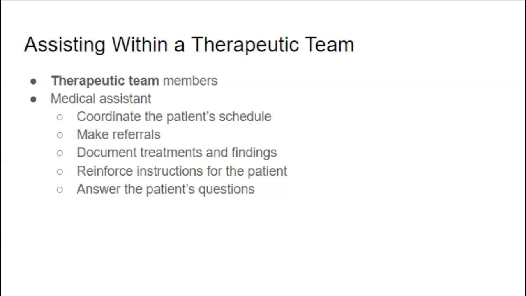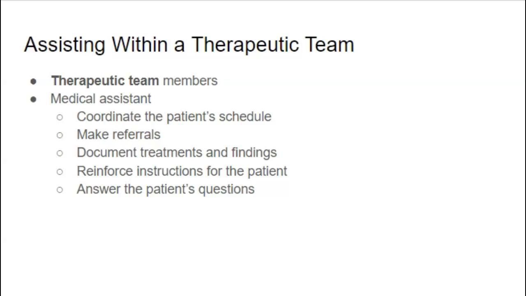So things that you might end up doing are coordinating a patient's schedule. You might say, you know, we have a neurologist here, and you're going to need to go to physical therapy twice a week for 6 weeks, and then they'll reevaluate you. So being able to put the patient's schedule together, definitely making referrals, documenting treatments, and making sure that you send for records and that updated records are in the chart so that when the patient comes back for a recheck, the primary care clinician's got everything needed to see what's been done.